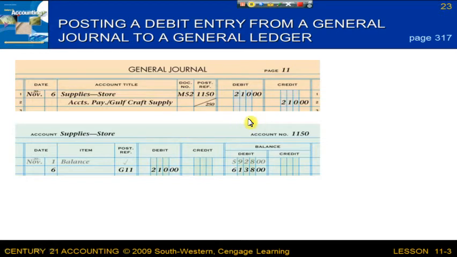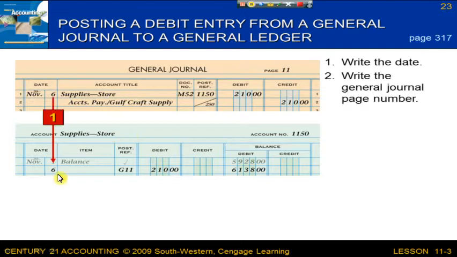This is where we record returned merchandise, or if we bought supplies on account. It looks like for this one, we are buying store supplies on account from Golf Craft Supply. So we're going to be recording the supplies store. So we turn to the supplies store ledger page. Again, we start with the date, which is the 6th. It's just basic copying. Where did we get the information from? We got it from the general journal, so it's a G11.